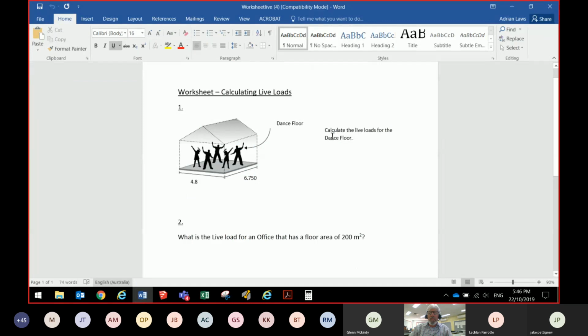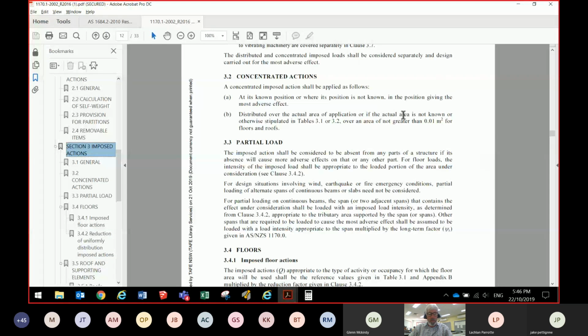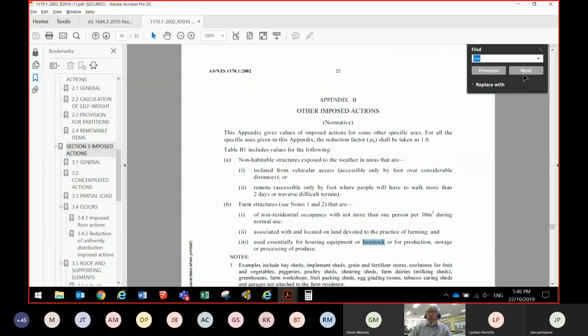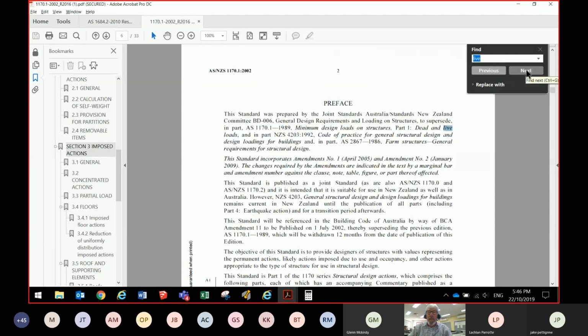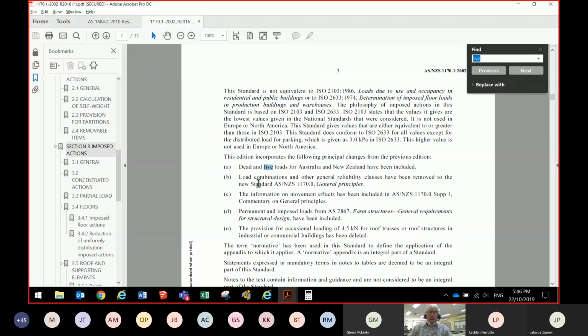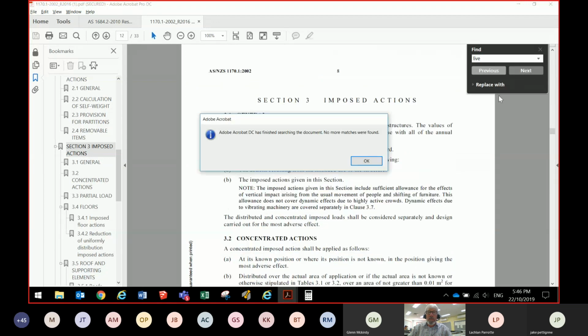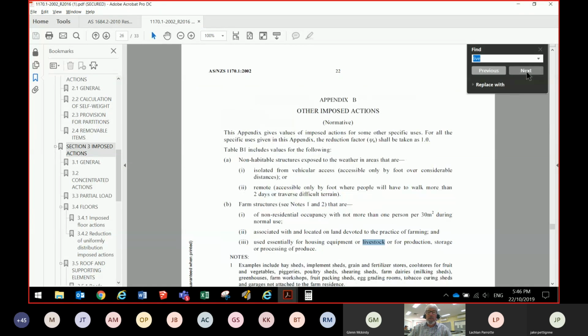So I'm just going to go back to my question here. It says calculate the live loads of the dance floor. So I'll do a bit of a search here for the word live. Live load. Dead and live loads. Here we go. Codes of practice for general construction design. Has anybody typed that in there yet? Nope. This talks about... that's not going to give it to us.